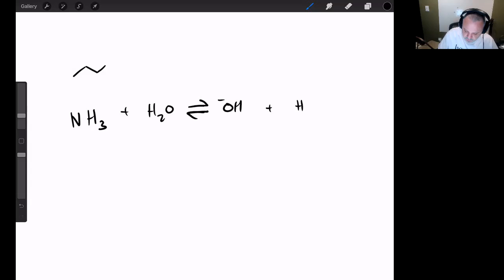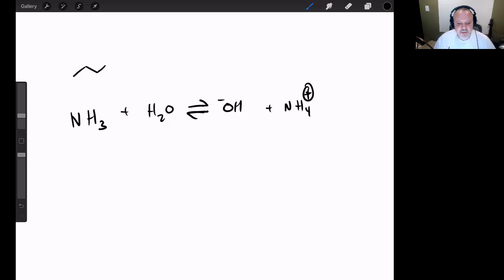And NH4 plus. And this happens, while not to a huge degree, it happens enough that it's an appreciable reaction, that a solution of ammonia is considered a basic solution.